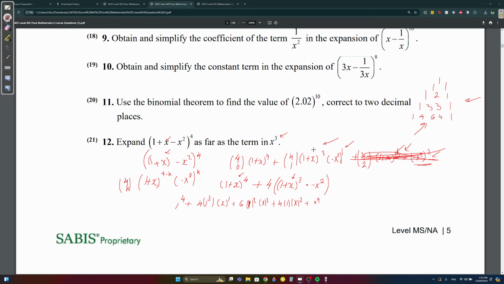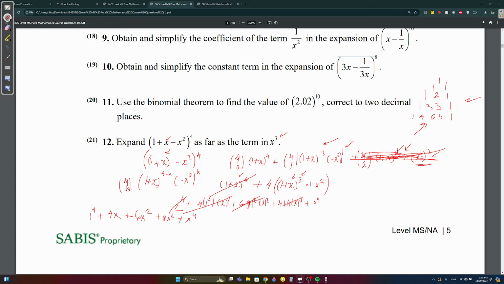Anyway, let's simplify this. You're going to get 1 to the power of 4 plus 4x, right? 1 to the power 4, done. 4, 1 to the power 3 is 1, so 1 times 4 is 4, 4 times x is 4x, plus 6 times 1 squared is just 6, times x squared is 6x squared. Done. 4 times 1 is 4, 4 times x cubed is 4x cubed, plus x to the power of 4. Okay, we're done with this expansion. What do we have left?